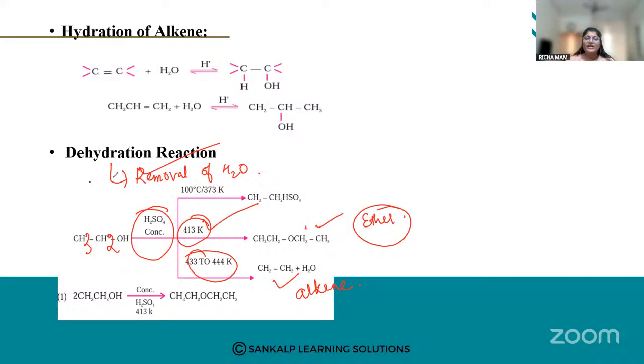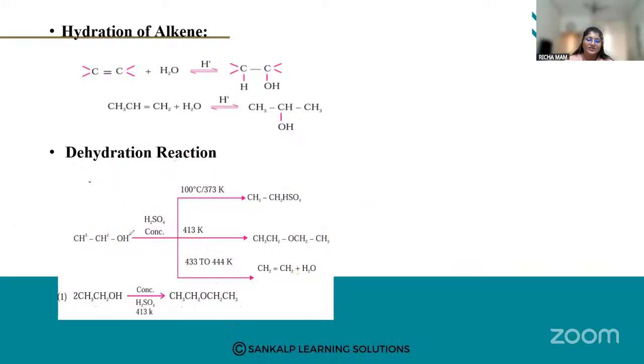Alcohols easily undergo dehydration in the presence of protic solvents, that is, acids. Here they have given ethanol, and we are reacting it with concentrated H2SO4 at 413 Kelvin. When it reacts at 413, I am going to get an ether. So this is diethyl ether. This is our dehydration reaction.